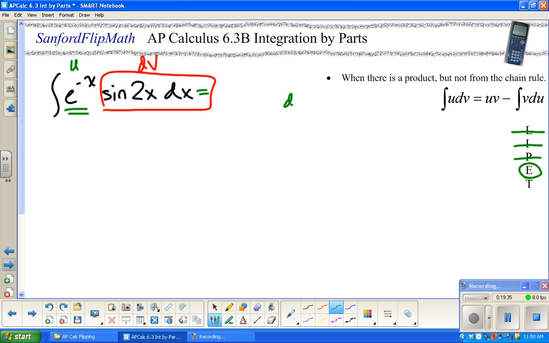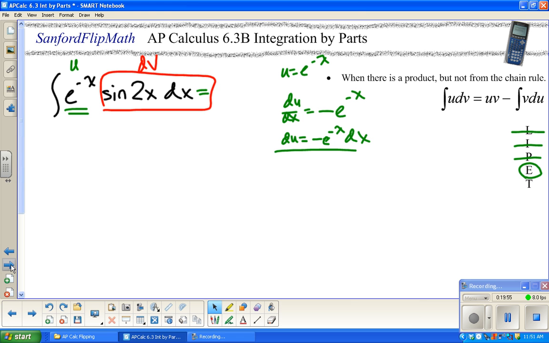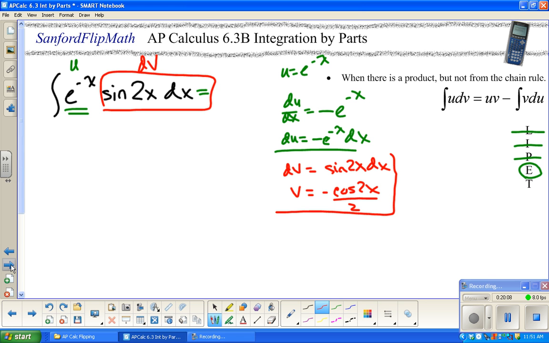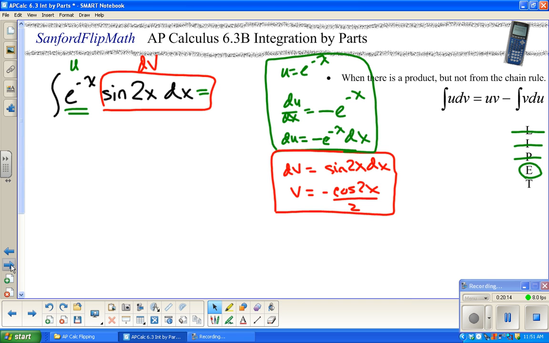Okay, so du is going to be, so again, u is e to the negative x, so du is negative e to the negative x. Now why is that negative? Chain rule. So du is negative e to the negative x dx. Okay? dv is sine of 2x. So v is going to be negative cosine of 2x over 2. Okay. All right, so that's it for that, and let's just see what happens.